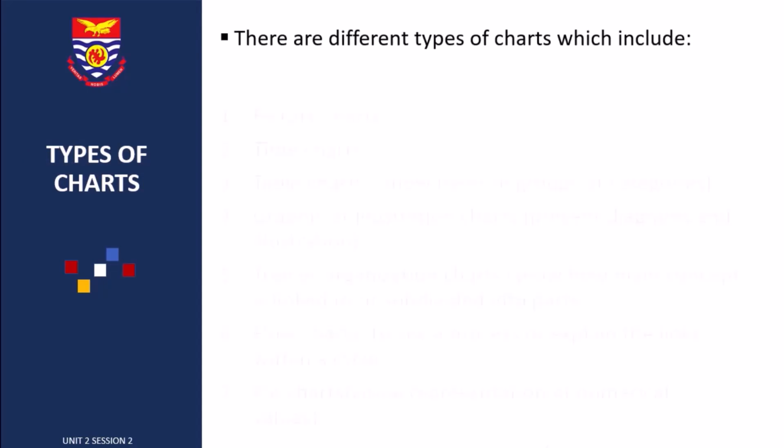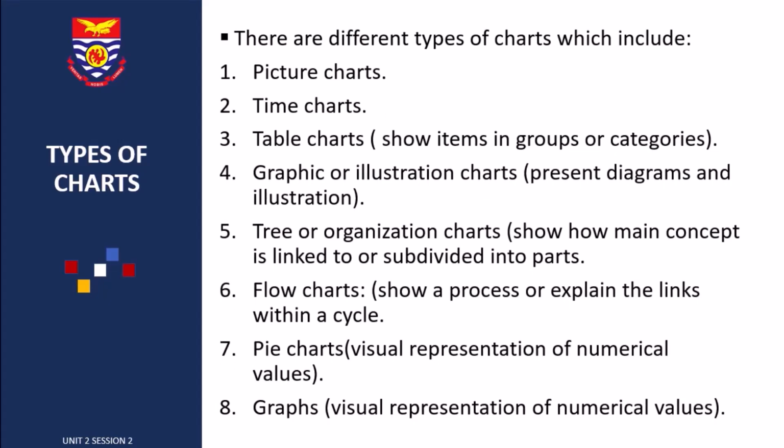Now let's look at the types of charts that we have. There are different types of charts, which include picture charts, which show pictures, time charts, and table charts that show items in groups or categories. We also have the graphics or illustration chart that presents diagrams and illustrations. The tree organization charts also show how a main concept is linked to or subdivided into parts. The flow chart shows a process or explains the links within a cycle. The pie chart is there for the visual representation of numerical values, as well as graphs. All these are types of charts.